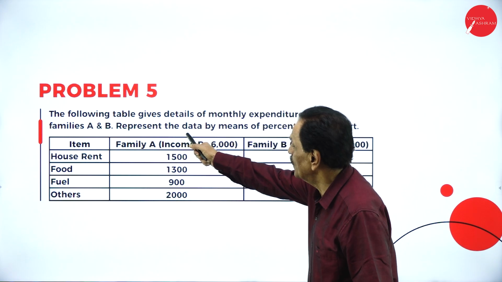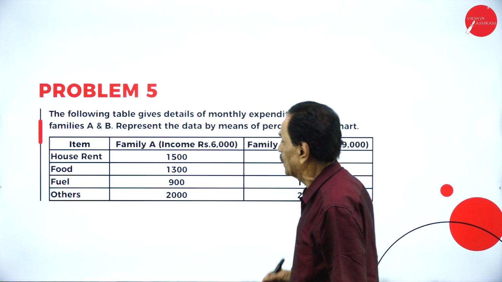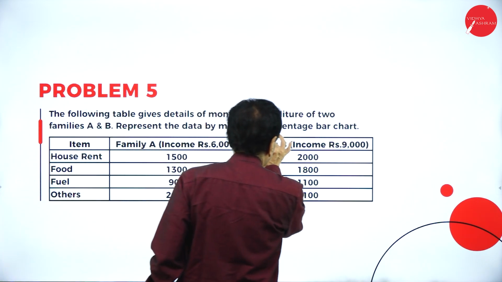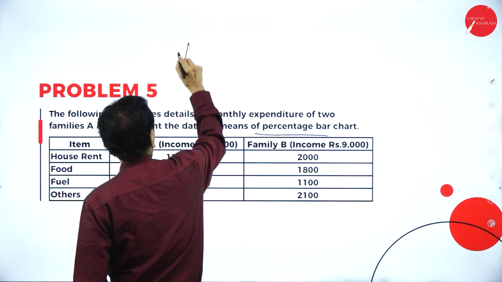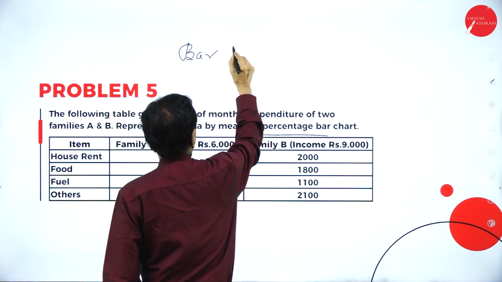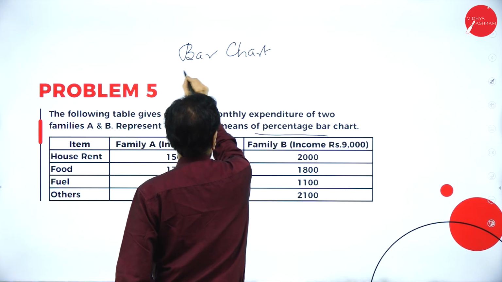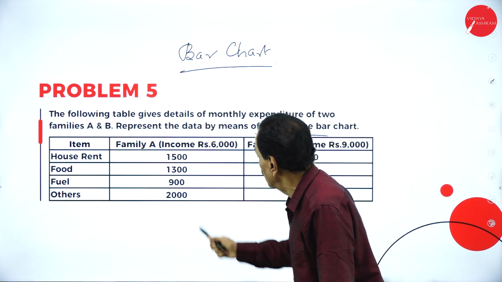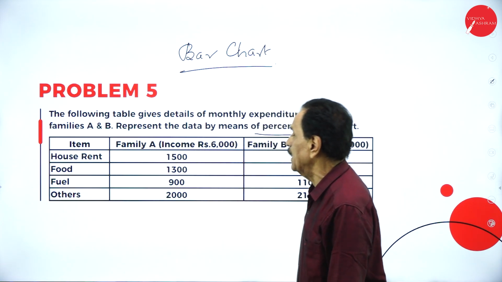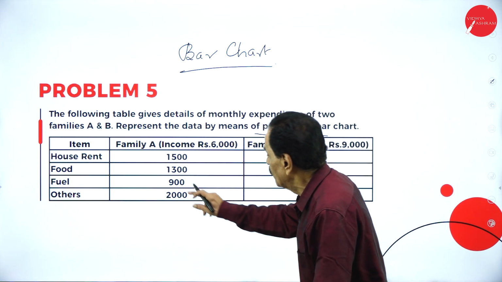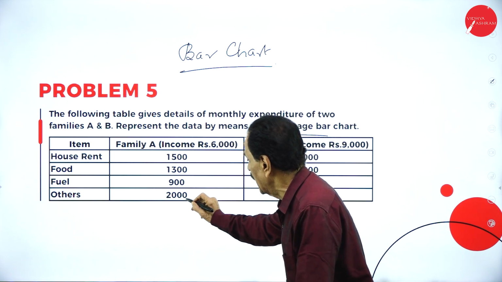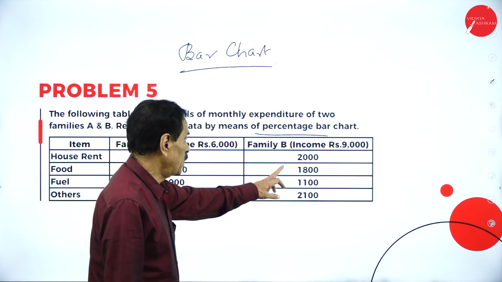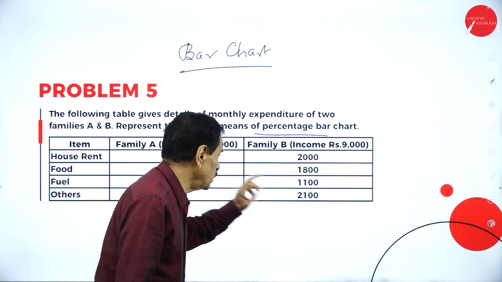Problem 5. The following table gives details of the monthly expenditure of two families A and B, and the data is represented by means of a percentage bar diagram. So we are doing a bar diagram here. Bar chart. The item expenditure is given. Family A income is 6,000. For house rent, the expenditure is 1,500, then 1,300, 900, others 2,000. Family B income is 9,000, with expenditure 2,000, 1,800, 1,100, 2,100.